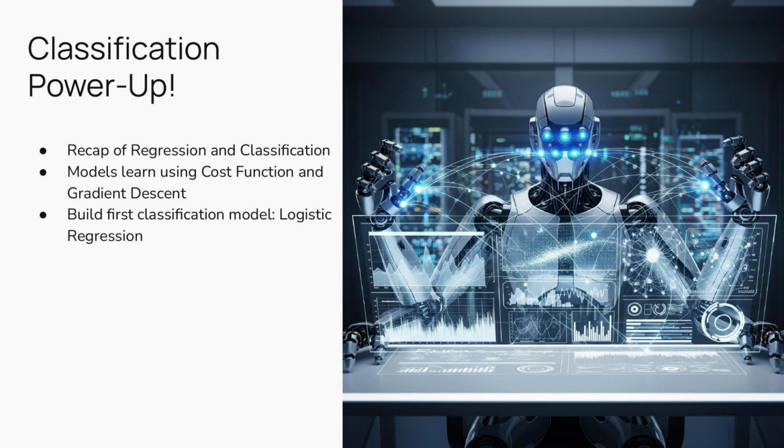In our last video, we covered the core concepts of machine learning: regression for predicting numbers, classification for predicting categories, and the fundamental learning process of minimizing a cost function using gradient descent. Today, we're going to put that all into practice and build our first truly powerful classification model, logistic regression. This model is a cornerstone of machine learning, so we're going to give it the detail it deserves.